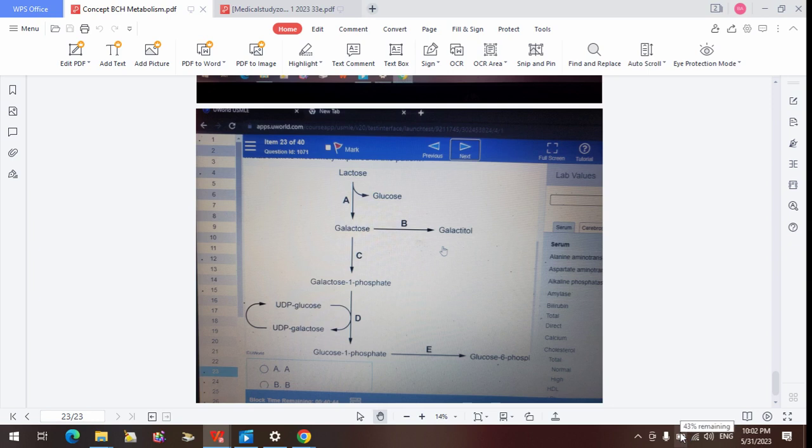We've solved a lot of questions from metabolism. I don't think there's any other question that they can ask us with respect to metabolism that we'll not be able to take care of.